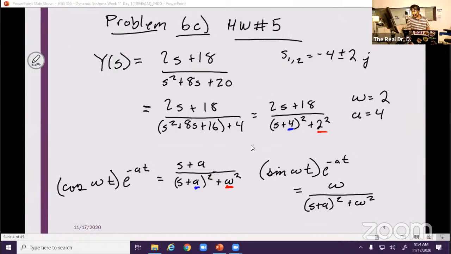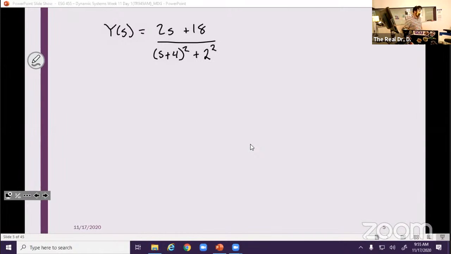We got 2s plus 18, right? So let's write this down. We know that from this, Y of s is equal to 2s plus 18 over (s plus 4) squared plus 2 squared. And I'm writing that as 2 squared instead of 4 to remind myself that 2 is omega, a is equal to 4, so omega is equal to 2. That would be probably in radians per second. And a is going to be equal to 4.